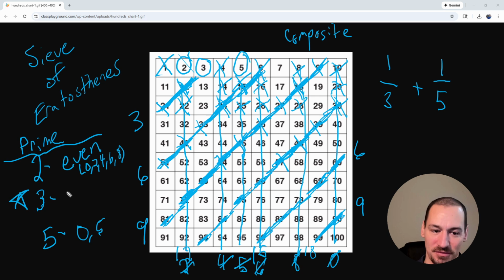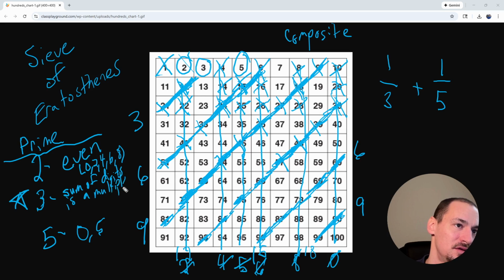So I'm going to write it using mathy language here, and then I'll explain it and make sure it makes sense. But sum of digits is a multiple of 3. Again, look at all of the numbers that we crossed off diagonally. What happens if you add the digits of that number? 57. 5 plus 7 is 12. 12 is a group of 3. So that means that 57 is a group of 3. 7 plus 8 is 15. 15 is a group of 3. That means that 78 is a group of 3.